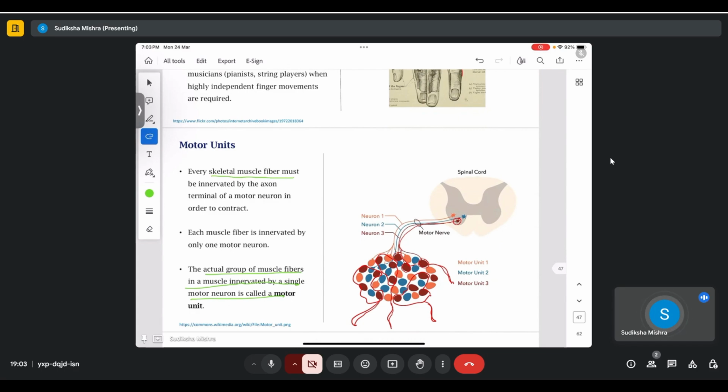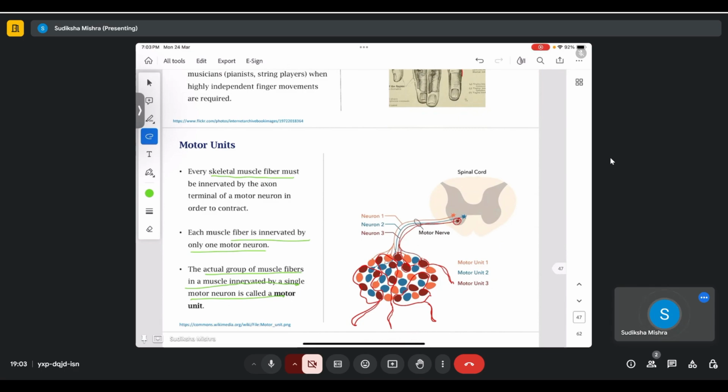And so every skeletal muscle fiber is innervated by an axon that is connected to a neuron which arises from the spinal cord in order to contract. So the command to contract comes from the spinal cord, traverses through the body of the neuron, and then finally there is neurotransmission occurring at the junction, at the synapse.